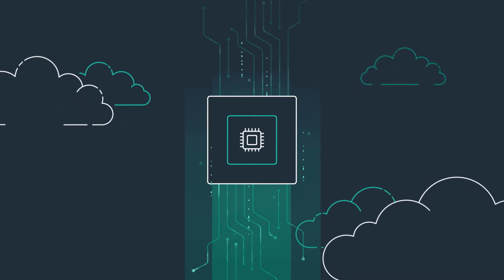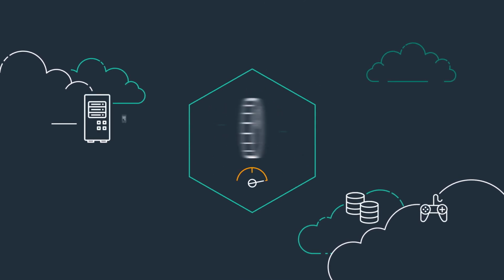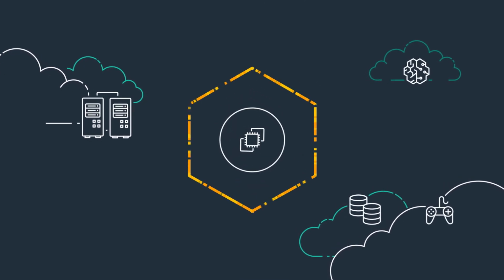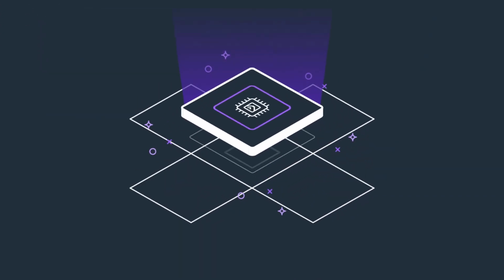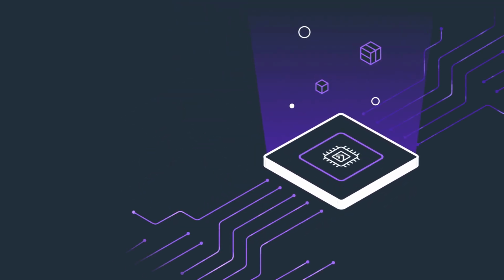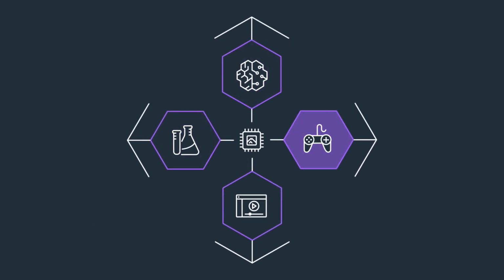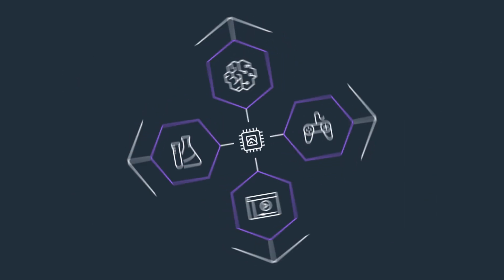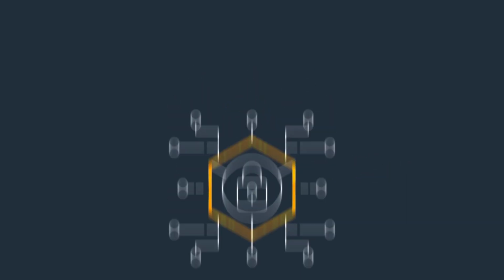AWS's custom-designed Graviton2 processors change the game by enabling the best price performance for a broad set of workloads in Amazon EC2. Now, AWS is excited to announce Graviton3 processors, pushing the price performance envelope even further. Graviton3 delivers up to 25% higher compute performance, up to 2 times higher floating point performance for scientific, machine learning, gaming, and media encoding workloads, and up to 2 times faster performance for cryptographic workloads than Graviton2.